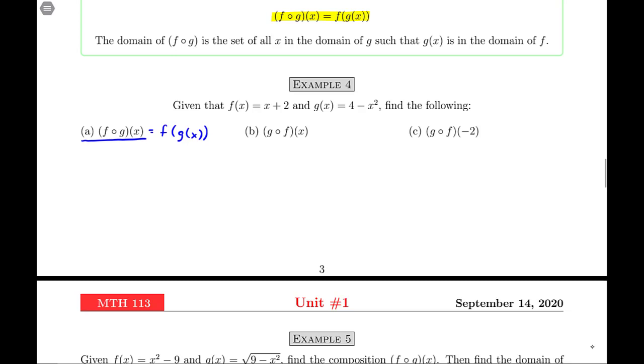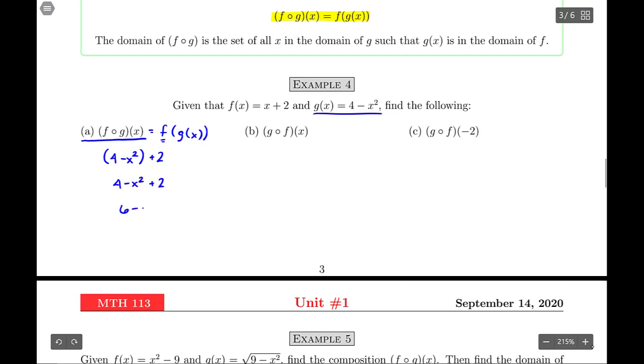Well, with the composition notation, this means that for every instance of x inside of function f, I'm going to replace x with whatever g of x is equal to. So in this example, g of x is equal to 4 minus x squared. So I replace x with 4 minus x squared, and then the remainder of function f is that plus 2. And then I just simplify. I have 4 minus x squared plus 2. 4 plus 2 is 6. So I get 6 minus x squared, or negative x squared plus 6. So either one of those will be a sufficient answer.